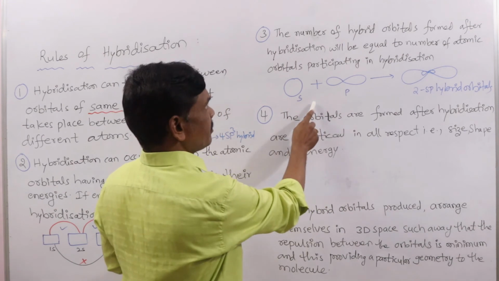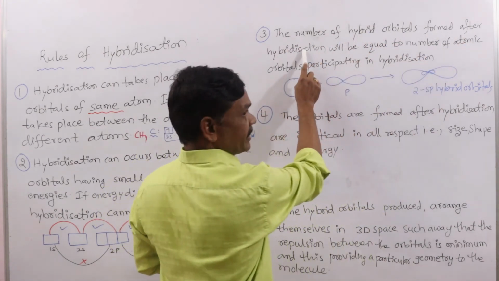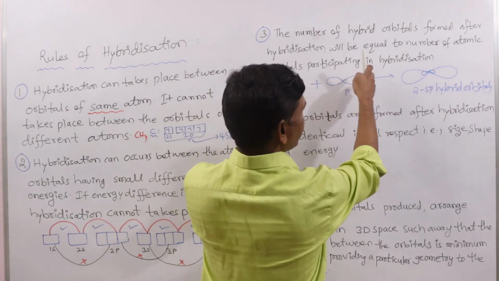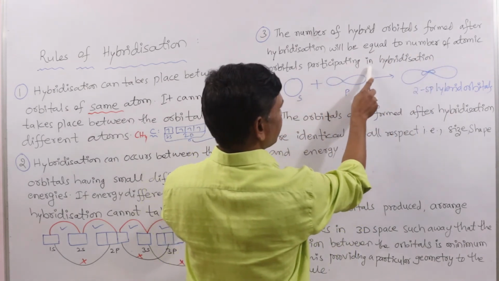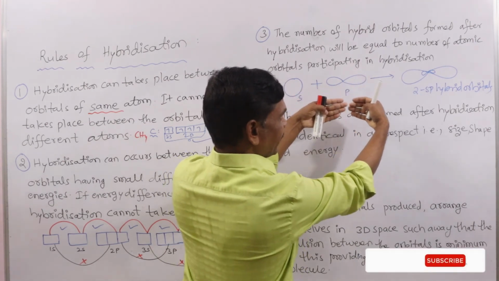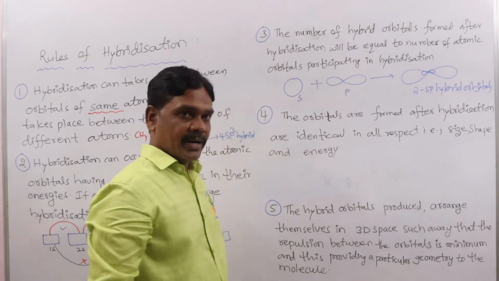This is also important. The number of hybrid orbitals formed after this intermixing process will be equal to the number of atomic orbitals participating in hybridization. How many are involved? 2 orbitals are involved. How many are formed? 2 are formed. This is a very important condition.